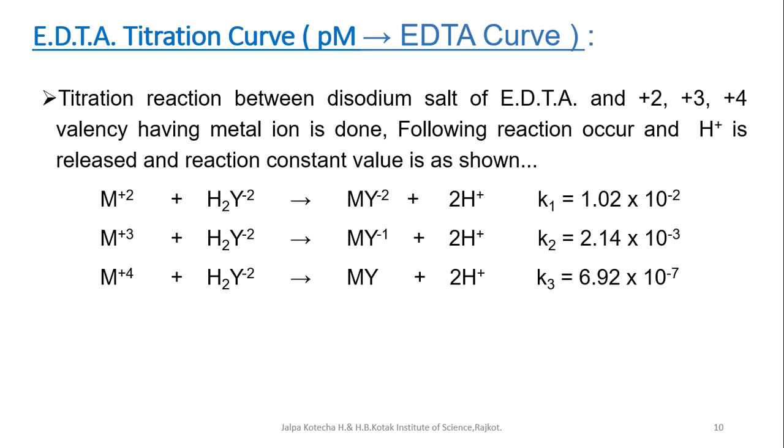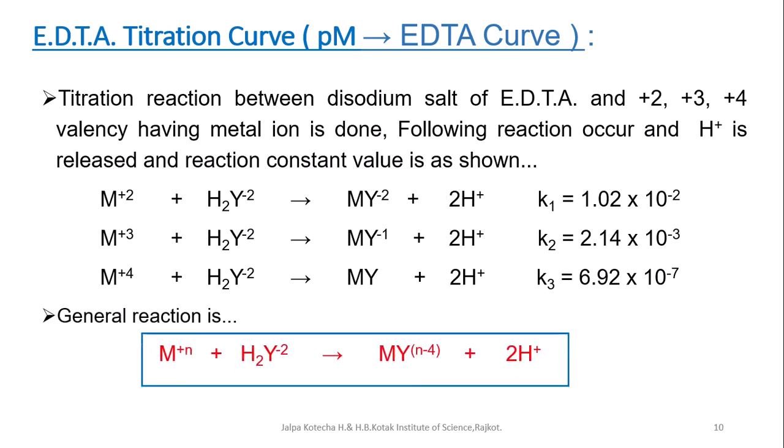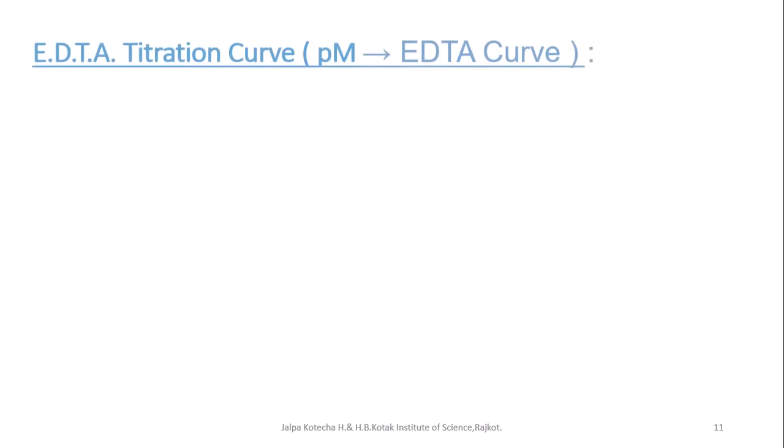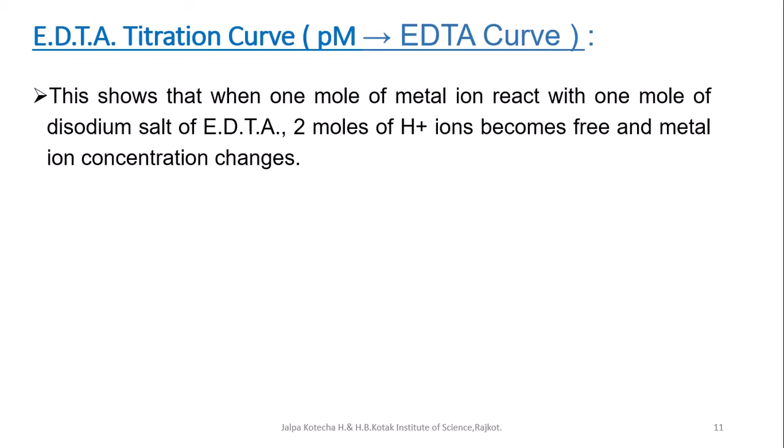So these are the stepwise ionizations shown for the metal EDTA complex formation. The general reaction we can write as given: metal with any plus charge plus the disodium salt of EDTA, H2Y -2, giving the metal EDTA complex with N-4, and 2H plus are released. So hence we see that when 1 mole of a metal ion reacts with 1 mole of disodium EDTA, 2 moles of H plus become free and the metal ion concentration changes.